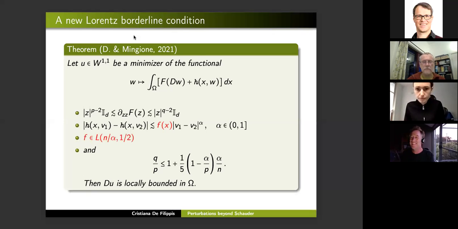Do I understand it right that the result by Cianchi is optimal? In Cianchi's paper, there is a counterexample that shows that if you have an equation of the type minus Laplacian of u equal f, the optimal condition for getting continuity of the gradient is f in L^{n,1}.